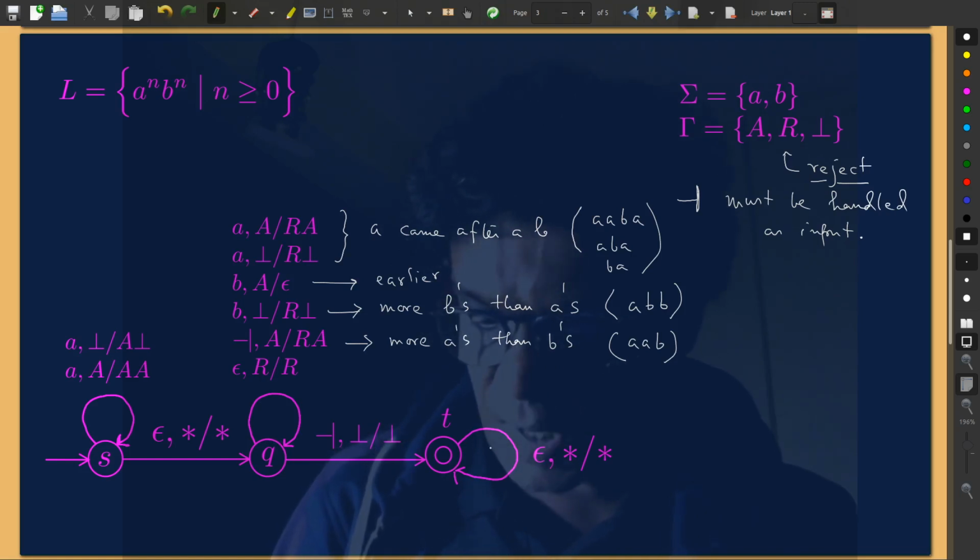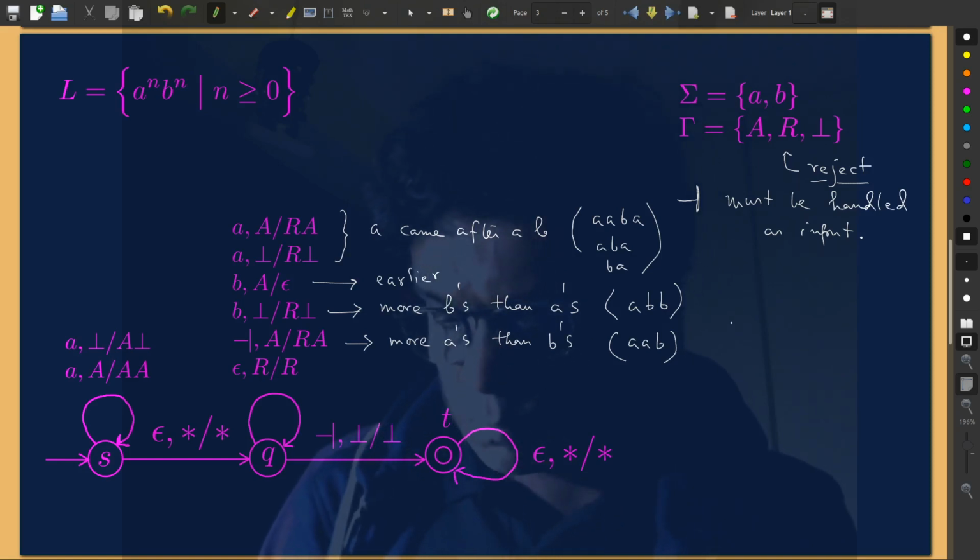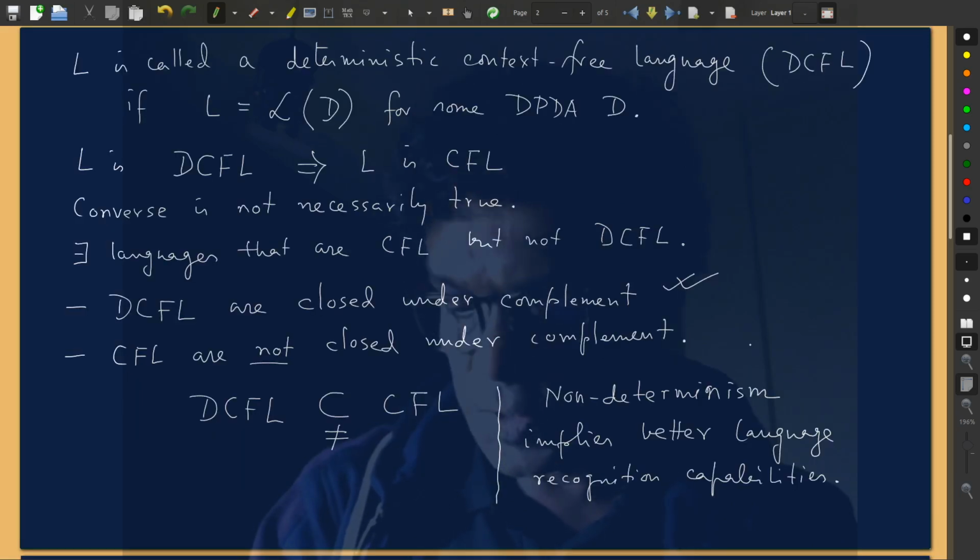Okay. And it accepts if and only if it comes here after reading the entire input, including this end marker. Right? End of input marker. Okay. So that's how a deterministic PDA works. Now the question is, I now turn my attention to this question: DCFLs are closed under complement.